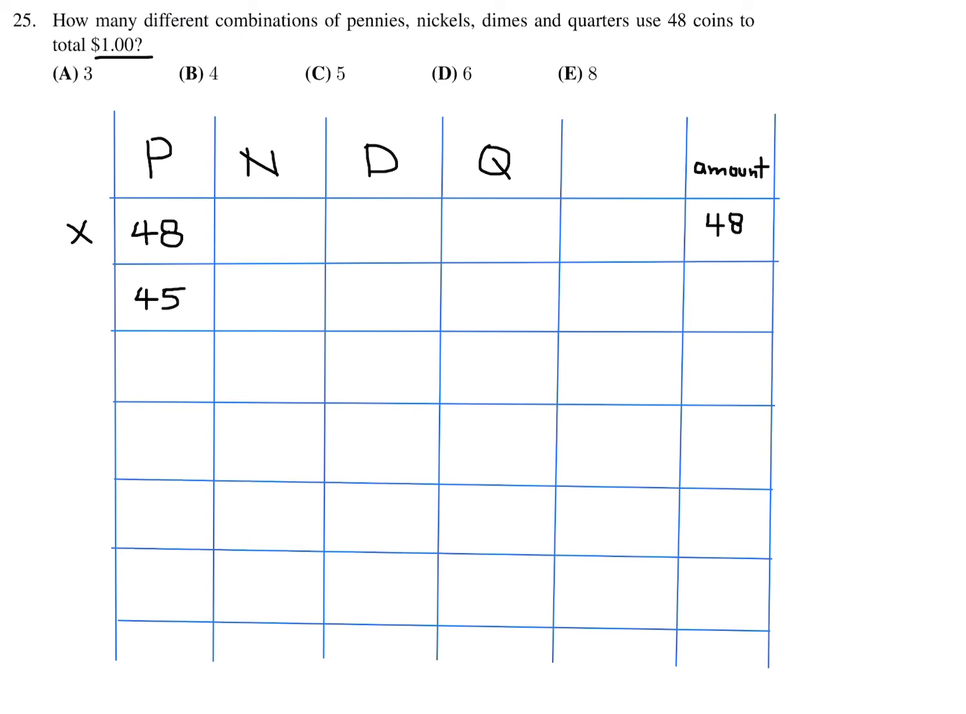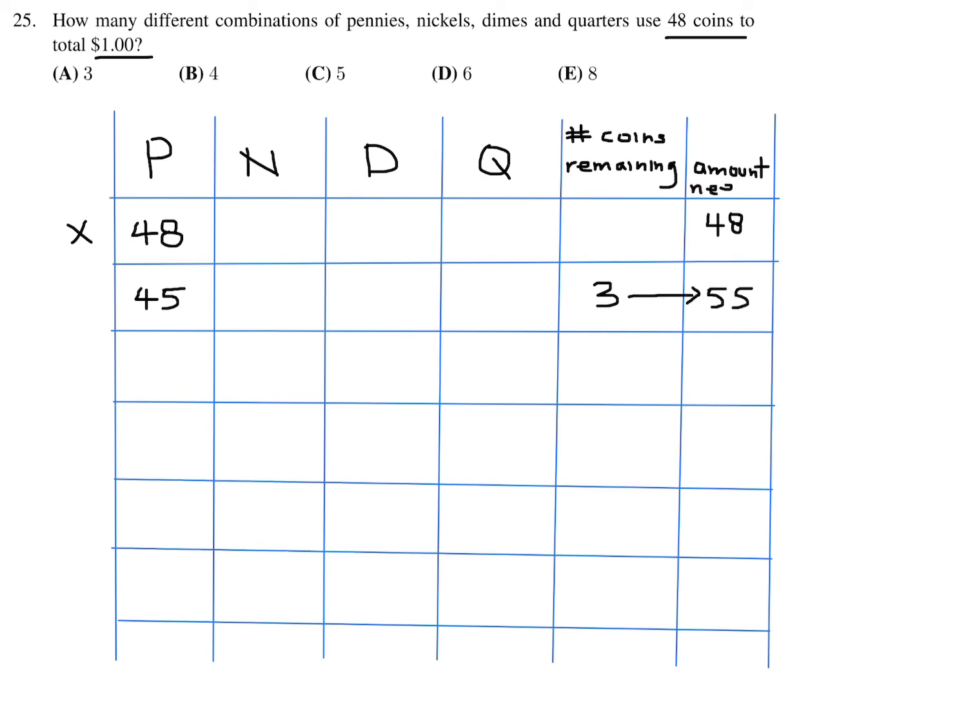So 45, let's see what happens. If I have 45 pennies, how many coins are remaining? Well, 48 coins is what we have to use. I've already used 45 of them as pennies, so 3 coins are remaining. Okay? Now, I've got to make a buck with 3 coins and 45 pennies. All right, well, what was my amount for 45 pennies? It was 45 cents. All right. But I want to know how much more I need. I've got to use the 3 coins to get 55 cents.